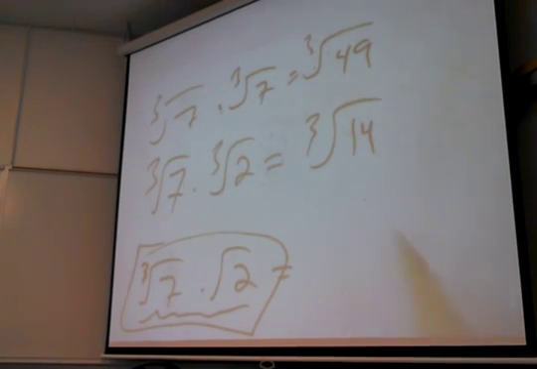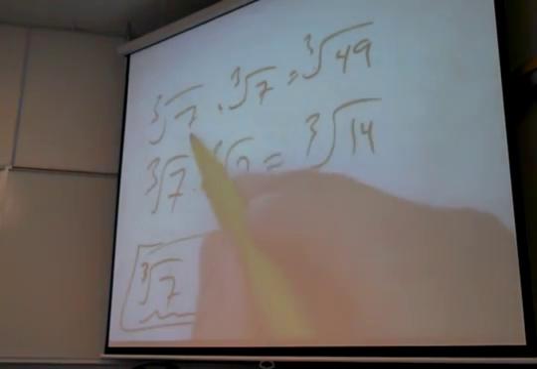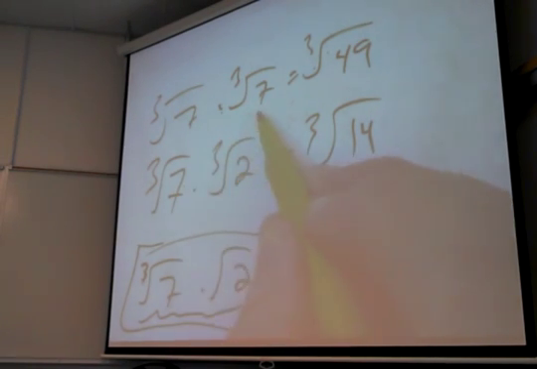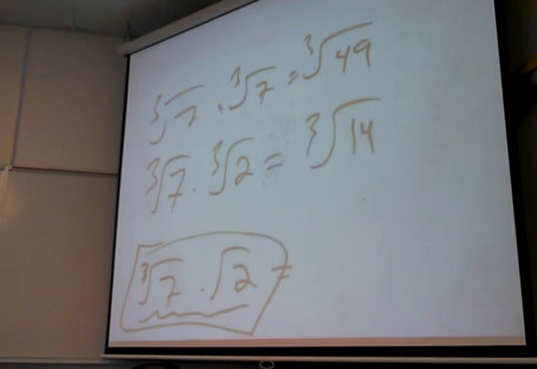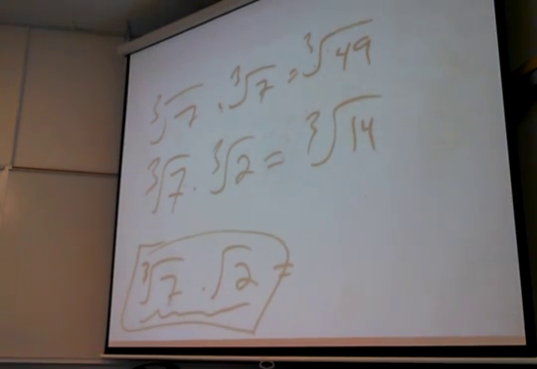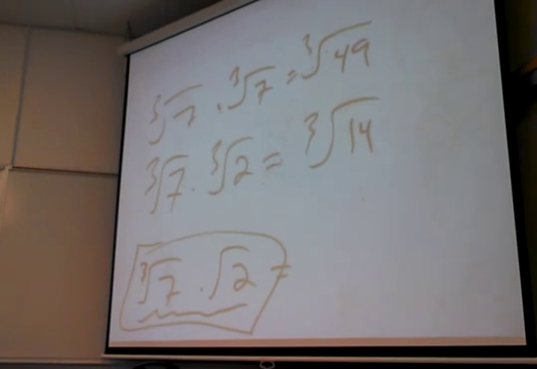Why can't I take the cube root of 49? How many things does it have in it? 3. We know where it came from. Where did it come from? How many 7s? 2 7s. 49 has 2 7s, but a cube root needs 3 things in it. So I can't do the cube root of 49. I can't break it down. It doesn't have enough stuff.